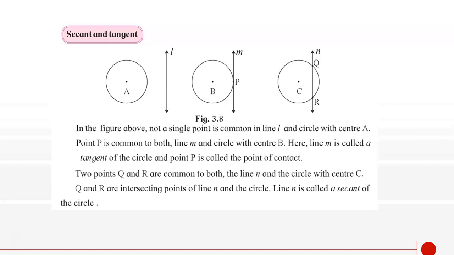So I'll repeat, a tangent is a line which touches the circle in one particular point, and a secant is a line which intersects or touches the circle in 2 distinct points.